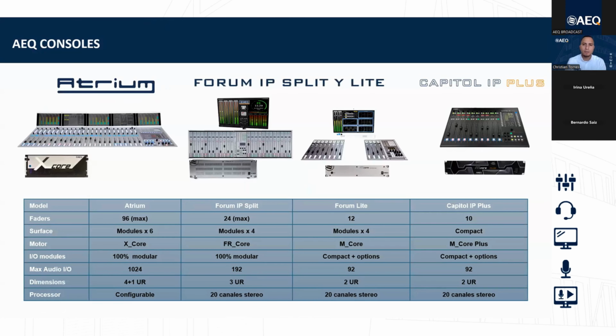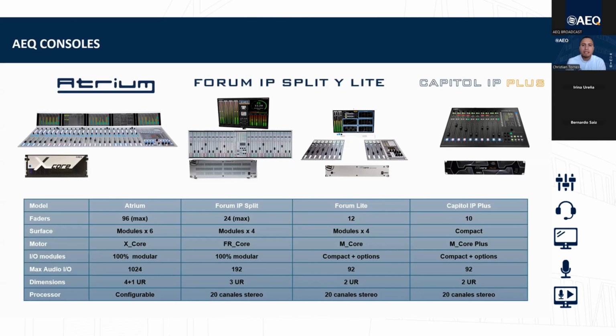Thank you, Irina. I will do a brief recap on the mixer range, of course focusing on the latest model. Since we at AEQ know what we're doing, we have a different range of mixing consoles. From left to right, our latest mixing console, the Arena, has a maximum of 96 faders. The surface is composed of 6 modules, has an X-Core engine, and is 100% modular. It has up to 1024 audio channels and a configurable processor with 5 rack units.